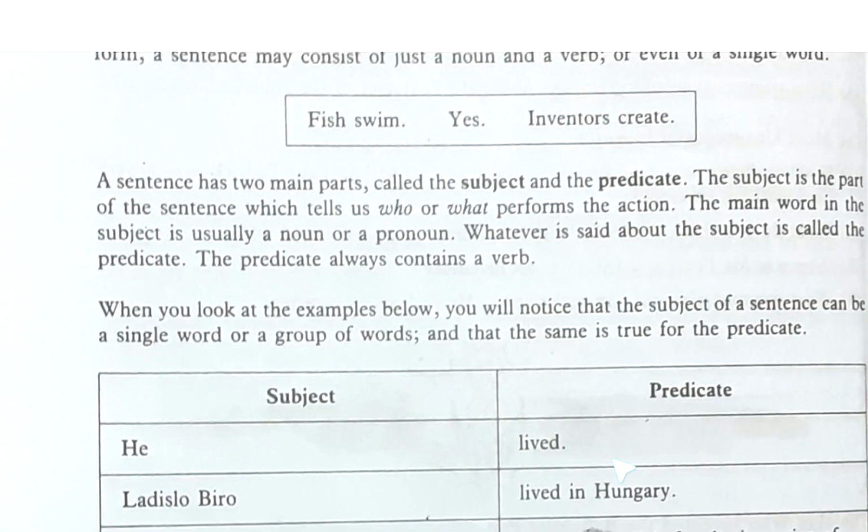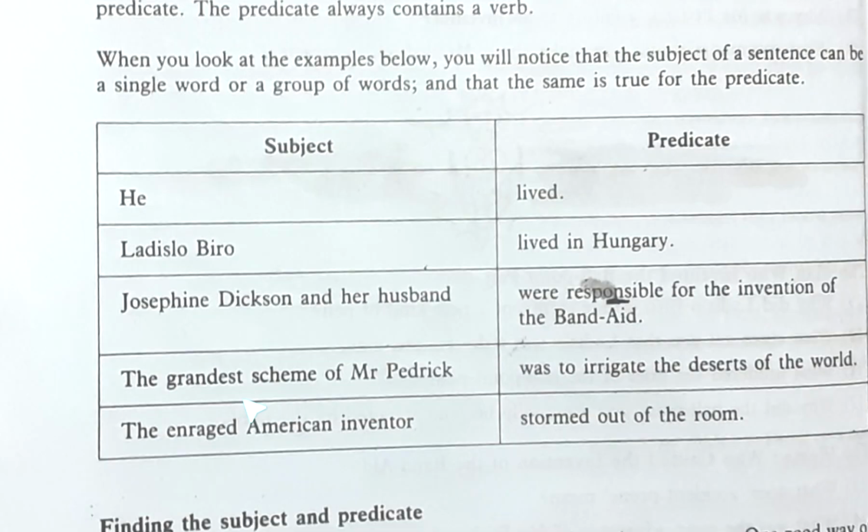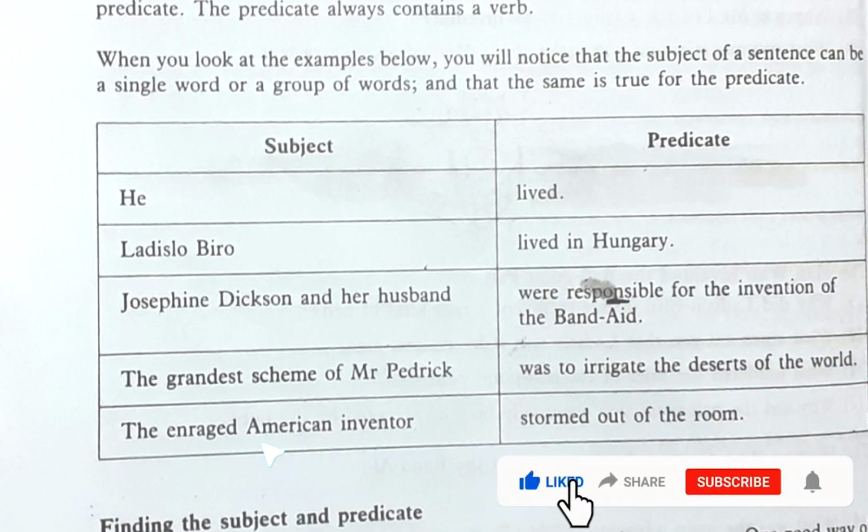He lived in this place. In this place lived is a word, he is a word, so together it is a sentence. Ladislau Biro lived in Hungary. Josephine Dixon and her husband were responsible for the invention of the Band-Aid. The grandest scheme of Mr. Patrick was to irrigate the desert of the world. The enraged American inventor stormed out of the room.